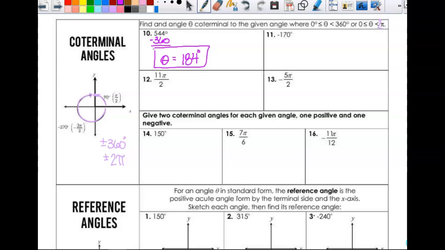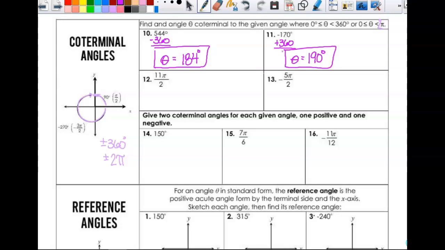Okay, so negative 170. I can't subtract 360 here, or my answer won't be between 0 and 360. So instead, I'm going to add 360. And when I do that, I get theta equals what? You're basically subtracting, so 360 minus 100 would be 260, and then you subtract 70 from that, and you're going to get 190. Okay. We good?